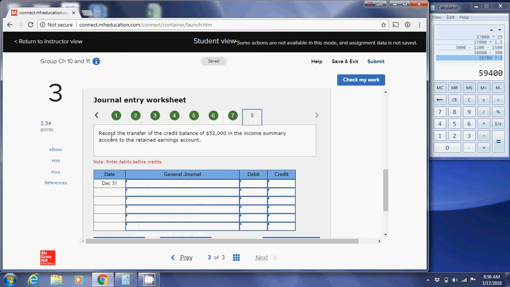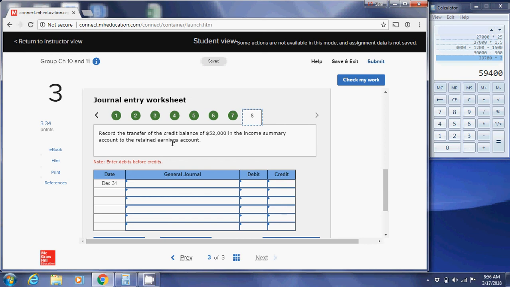And then finally, it says record the transfer of the credit balance of $52,000 in the income summary account to the retained earnings account. Even if we don't remember what's going on here, they kind of gave us everything that we needed just in what they've said here. Remember, income summary is that temporary account that we close all revenue and expenses to at the closing period, at the very, very end of the accounting cycle. This is the last transaction that we make before we do our post-closing trial balance. The income summary, therefore, contains all revenues and all expenses from the period.